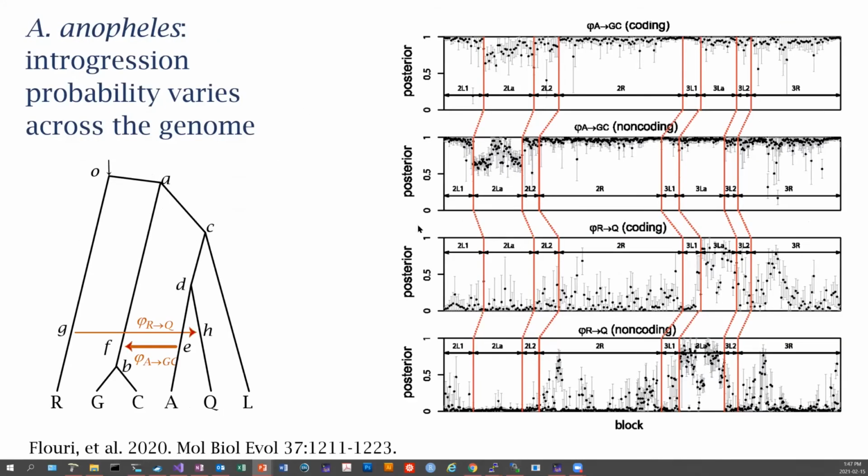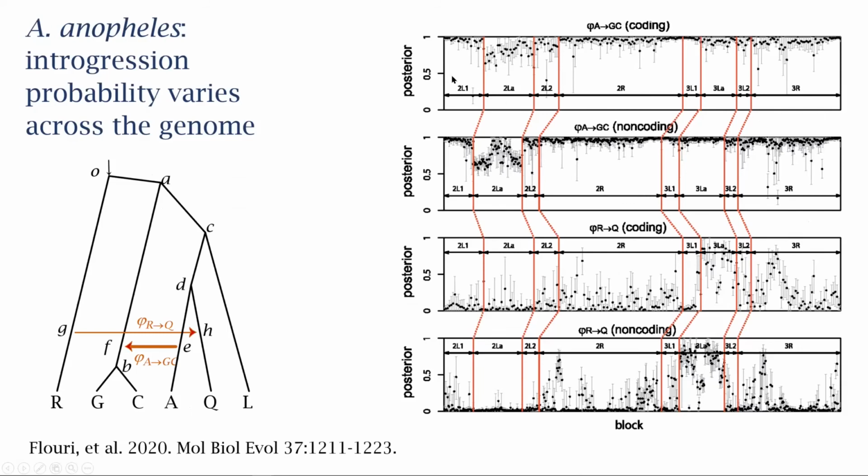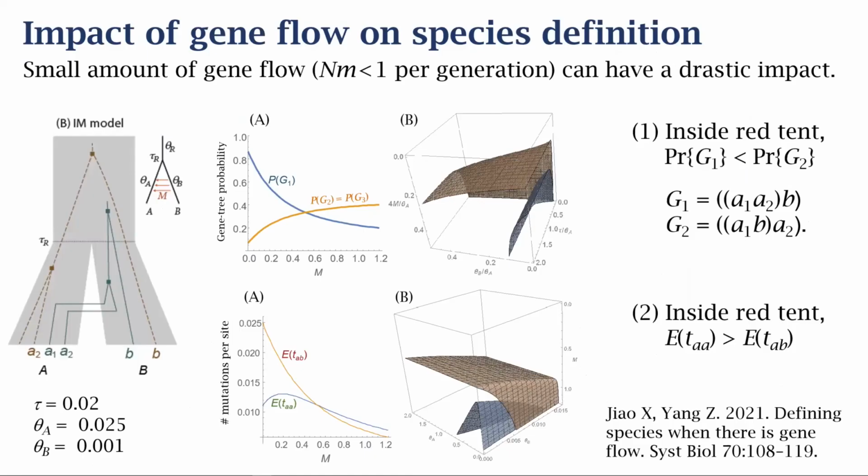So we analyzed the Allophylus data to estimate the introgression probabilities. Here's the A to GC introgression. This is a very well-known one. There's another one from R to Q that's plotted in those two. So the introgression probability tends to vary among the genomic chromosomal regions.